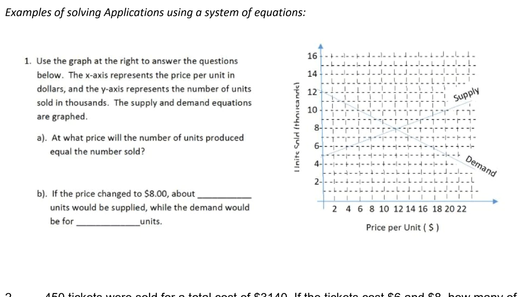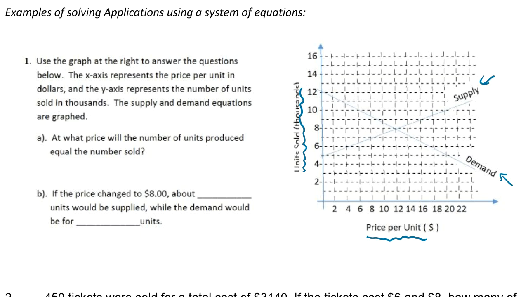So for number 1, use the graph at the right to answer the questions below. The x-axis, so that's this one down here, is the price per unit, and the y-axis, that's this one on the left, represents the number of units sold in thousands. The supply and demand equations are graphed, so that's these two lines right here.